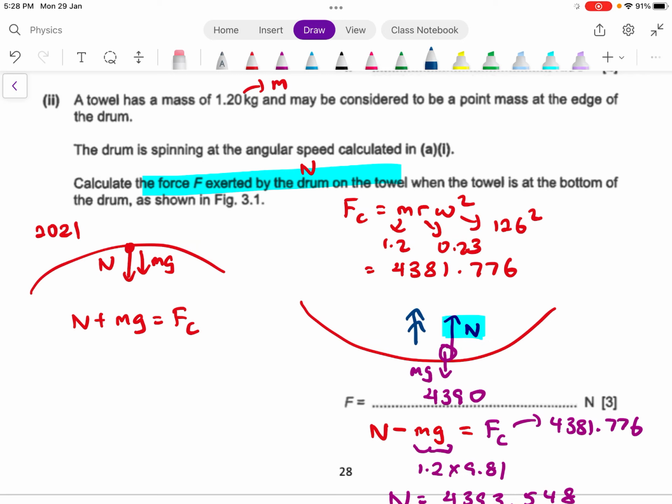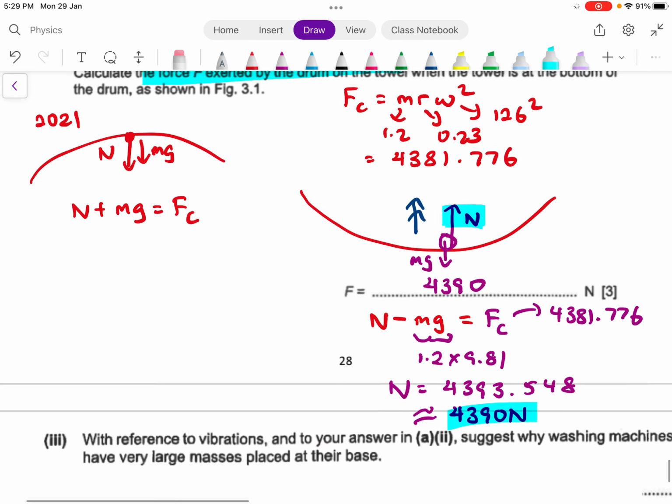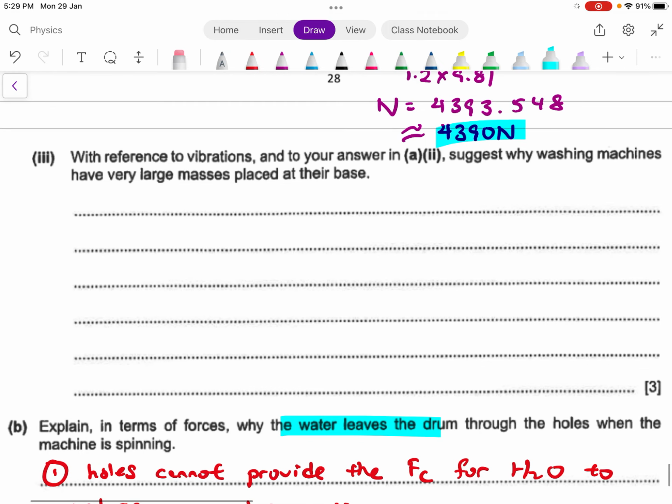So how do we do this? Very simple. First, you calculate the centripetal force, m r omega squared. What you will get is about 4381 or 4382 Newton. That's the centripetal force. Next, the normal contact force minus the weight gives you the centripetal force, so you simply use the centripetal force plus the weight. This will give you a normal contact force of about 4390 Newton, rounded off to 3 SF. What about part 3? Part 3 I will not go through first because it's on simple harmonic motion.